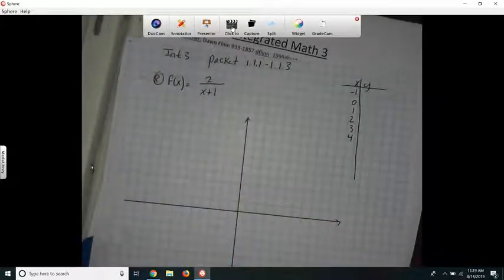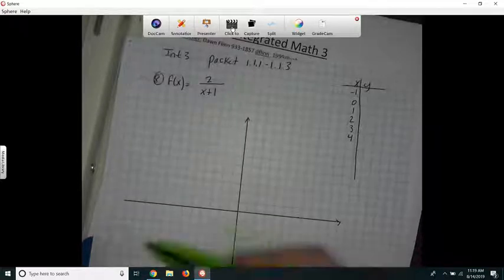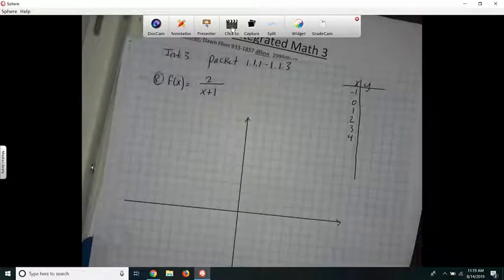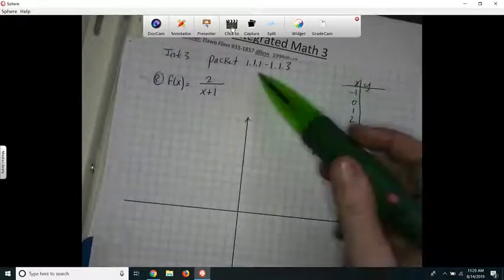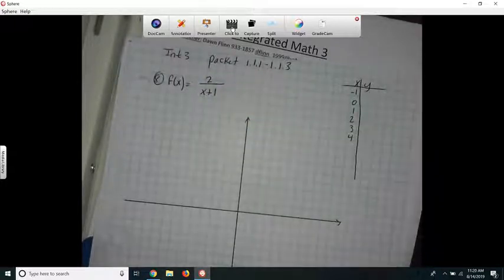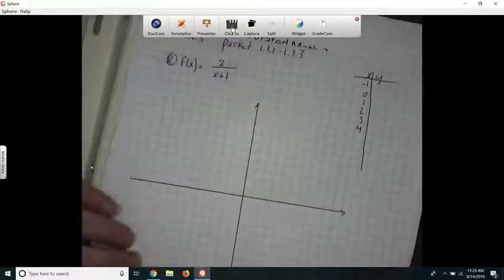What I always do, well, first I look at it and I say, is this one of the parent functions where I already know what it's going to look like? I know what it's going to look like because I've already taken Integrated 3, but you might not know, because you've only studied probably linear functions, quadratics, exponential functions. This is a reciprocal function, but you don't even need to know that yet because you can graph any function just by plotting some points. So we're going to go ahead and plot some points.